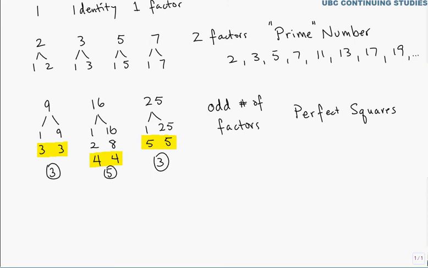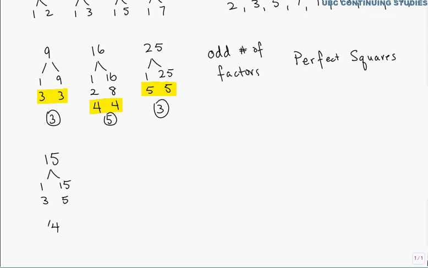And what else is there? Well, let's take a look at a number like 15, for instance. 15, you can think of 15 as 1 times 15, or 3 times 5. So it has 4 factors. How about 28? 28, you can think of that as 1 times 28, 2 times 14, 4 times 7. It has 6 factors. So all of these have an even number of factors, and we don't really have any special name for that.